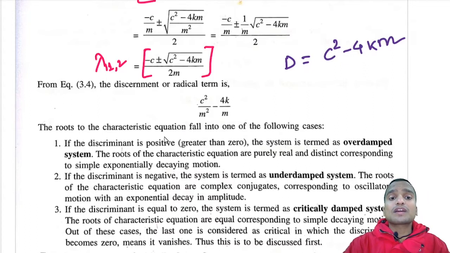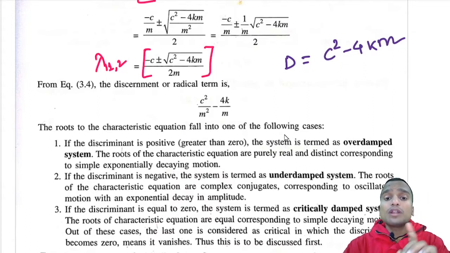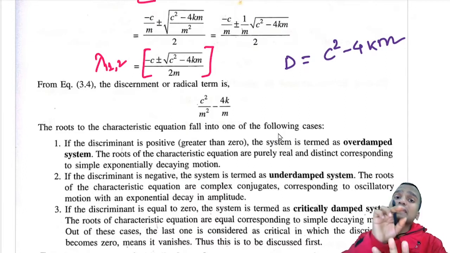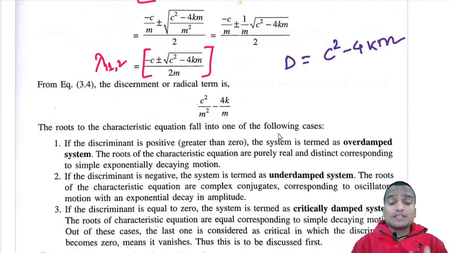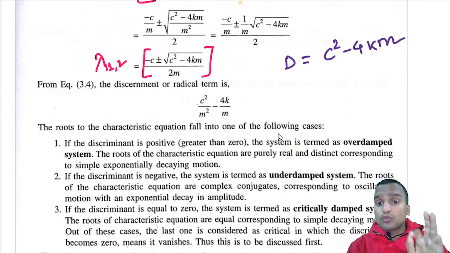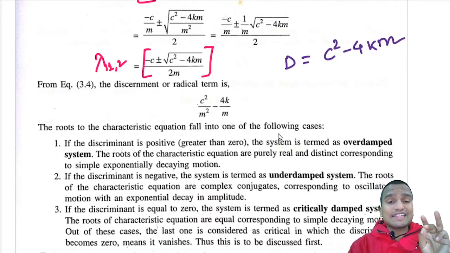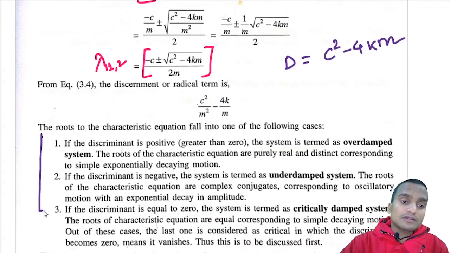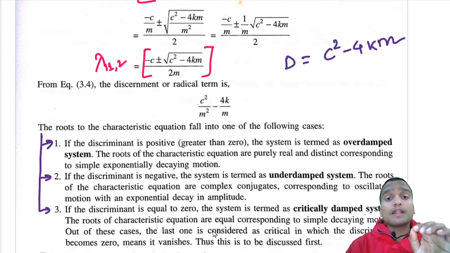So the roots of the characteristic equation fall into one of the following cases. Now there are 3 cases. Either our damping can be over damping, or under damping, or critical damping. Either it is an over damped system, or an under damped system, or a critically damped system. So these are the 3 different characteristics of damping, depending on the nature of D.